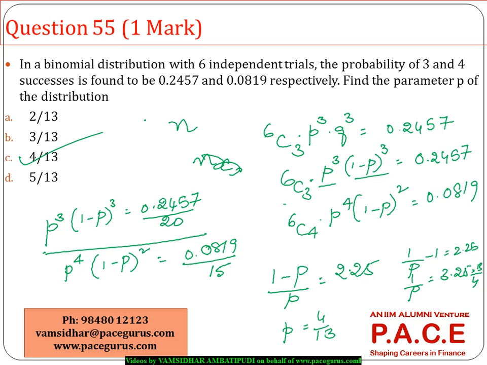So with this we come to the end of the solutions to this 55 question set, the second practice test of pacegurus.com for the ACET entrance exam.